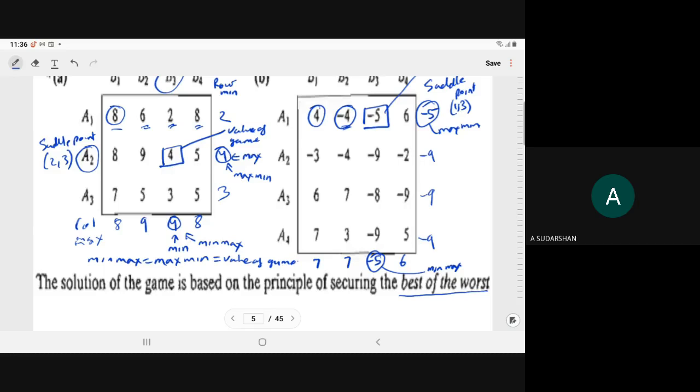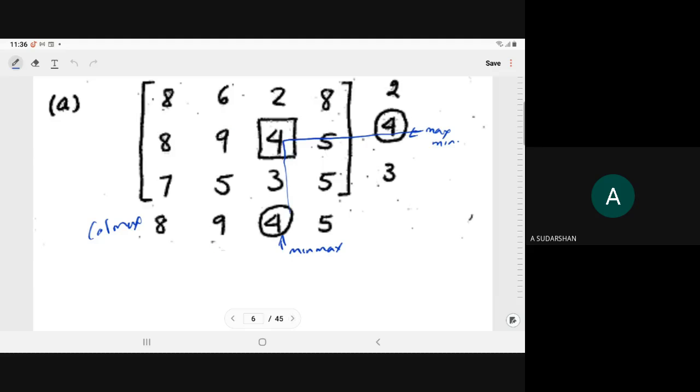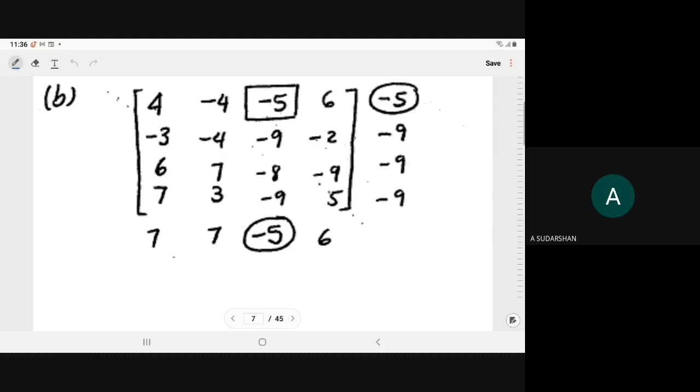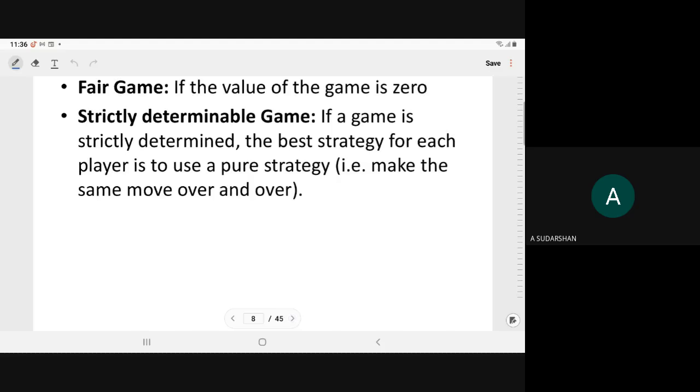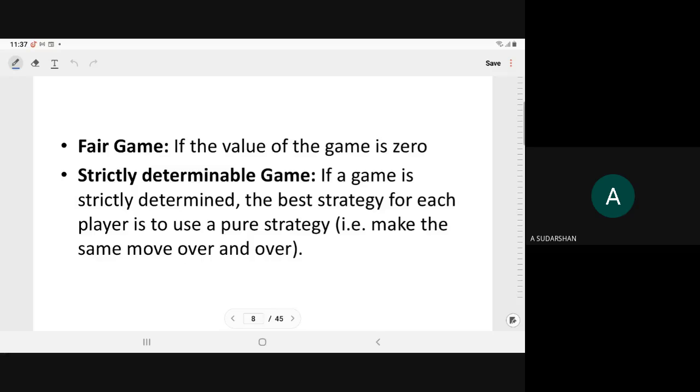So here is the solution for the pure strategy problem. It is not necessary that you always have a pure strategy problem. We can have a mixed strategy problem also. So here we have the solution of the same. From here, in part A, you have seen player A has won by 4 points, and in part B, player A lost by 5 points.